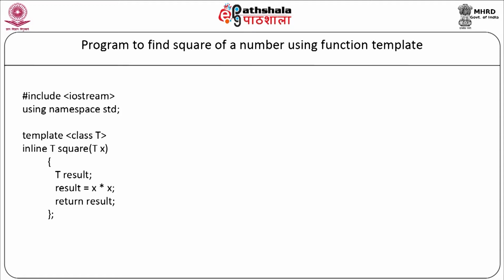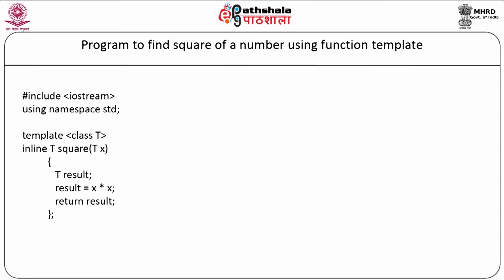The return type is T and it is going to accept the parameter x of type T. So here, if an integer value is passed to this function, then it will be inline, the return type is integer, the name of the function is square, in brackets it will be int x, and the result will again be of type integer.